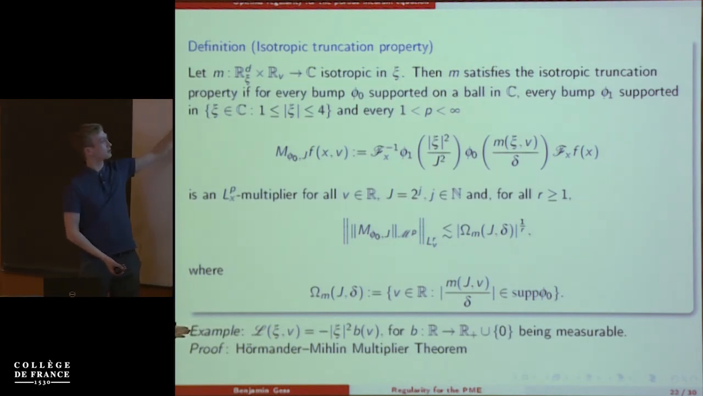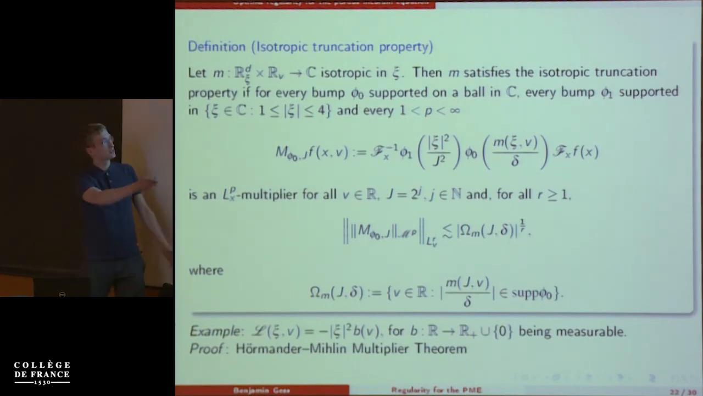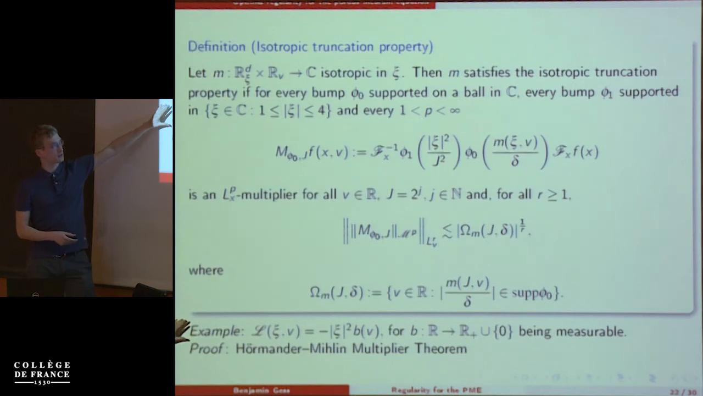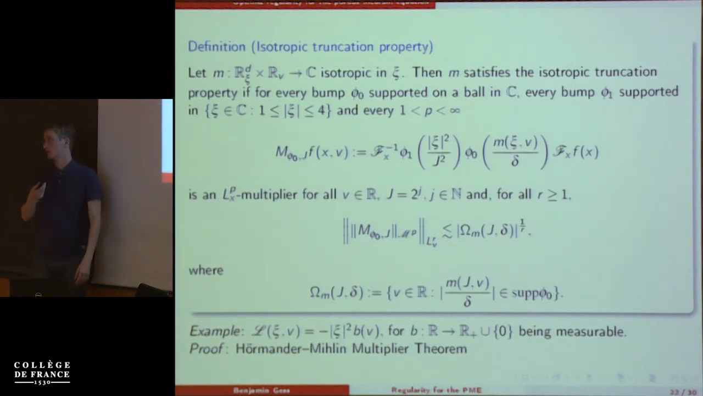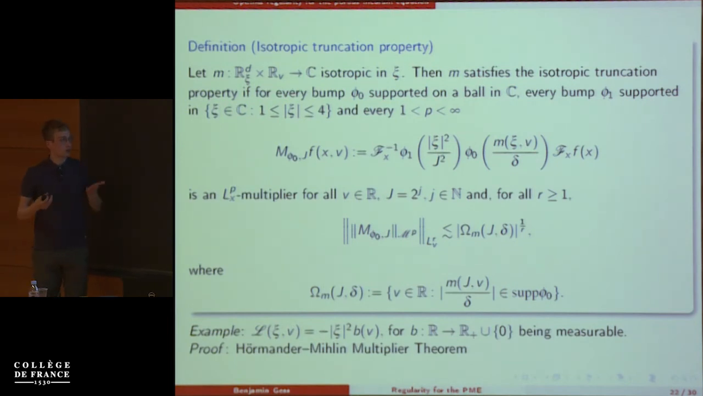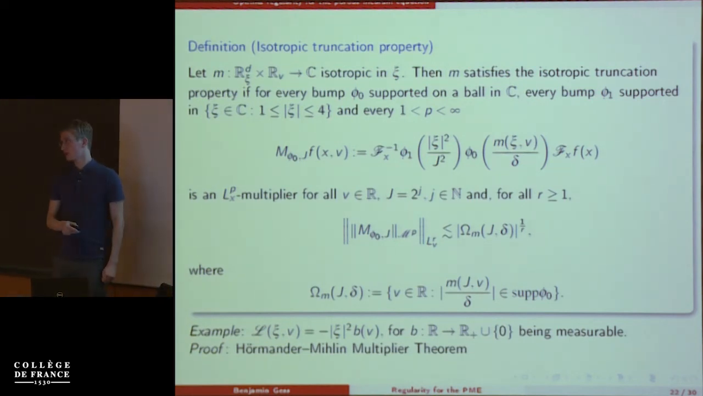Right, it would be useless, of course, if you couldn't check it. So the point is that when you look at Fourier multipliers of the form that we have in mind, which in the porous medium case is b being the power in velocity, then you can actually show that these examples satisfy the isotropic truncation property. You have to work a bit, but effectively you apply the Hörmander-Mikhlin multiplier theorem, you trace the constants, and you see that indeed it gives you these bounds.